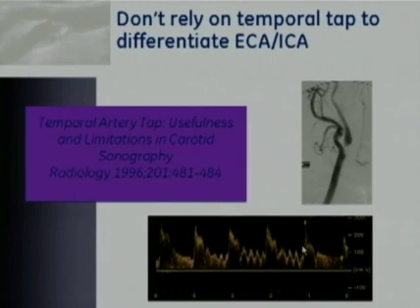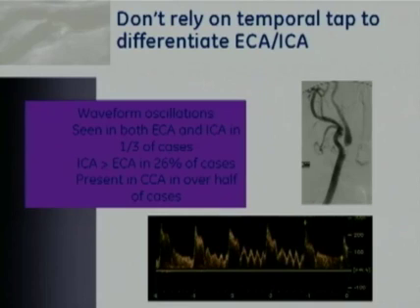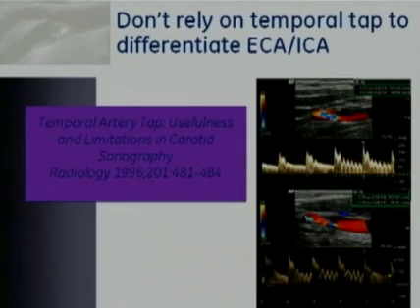But unfortunately, that's really not that accurate. There was a study that was published in Radiology way back in 1996, and what they found is that the oscillations could actually be seen in the external and the internal carotid arteries in up to 1/3 of cases. And in fact, in about 1/3 of those, the oscillations were greater in the ICA versus the ECA, and present in the common carotid artery in over half of cases. So this is an unreliable way to differentiate between the internal and external.